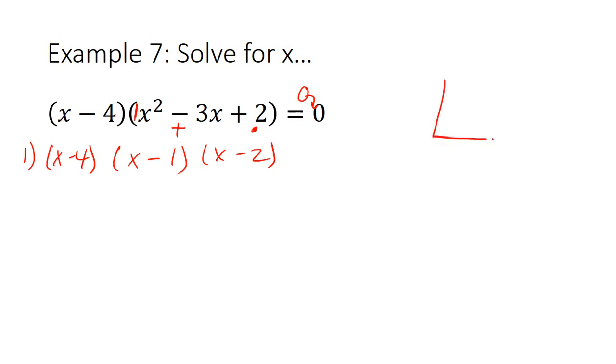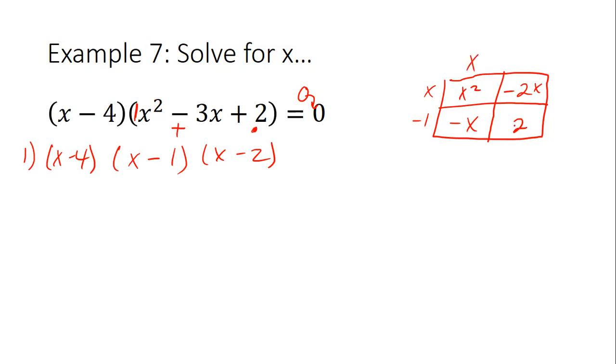You can totally do it in the box, and it's still going to give you the same thing. So if you did it in the box, you had your x squared, your positive 2, your negative x, and your negative 2x. Here you had x, and you had a negative 1. Here you had x, and you had a negative 2. So either way, whether you do it mentally or you use the box, it's going to be the same, right? Step 2 is you're separating the factors and setting each one of them equal to 0.